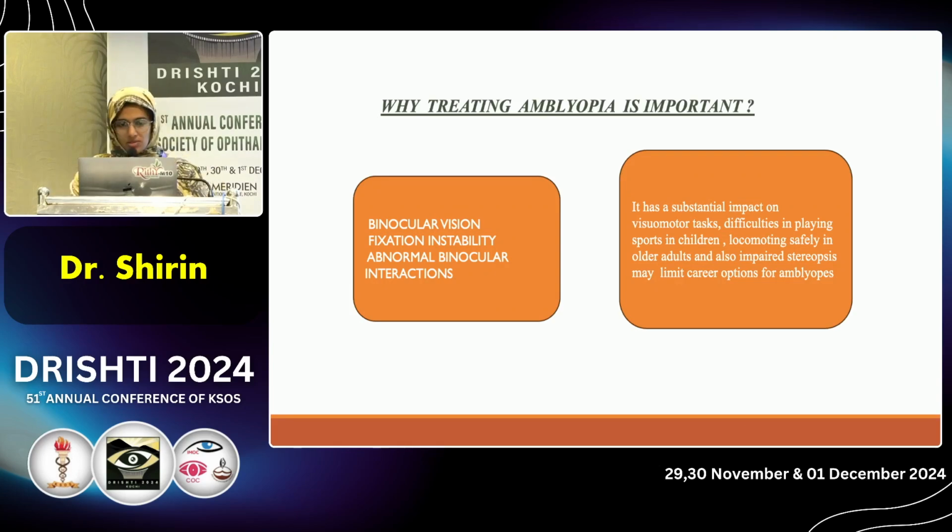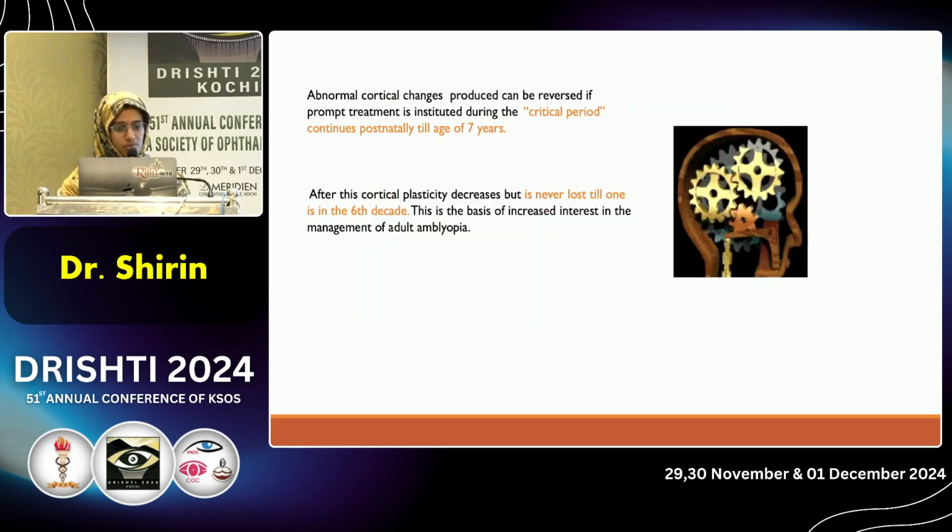Why is treating amblyopia important? As already discussed, it causes binocular vision impairment, fixation instability and abnormal binocular interactions. Also, it has a substantial impact on visuomotor tasks, such as difficulty playing sports in children and locomotor safety in adults, and it may limit career options for amblyopes. The abnormal cortical changes produced in amblyopia can be reversed if prompt treatment is instituted.